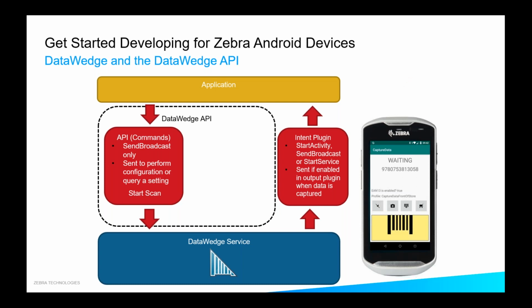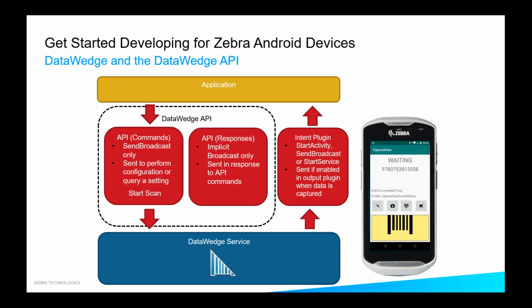I get an intent, so the delivery mechanism is the same as I've delivered in my profile through the intent plugin. My application comes to know that I've scanned a barcode. So that's the simple mechanism of the DataEdge API, but there's still a conspicuous white box on the screen. We'll fill that in with the responses.